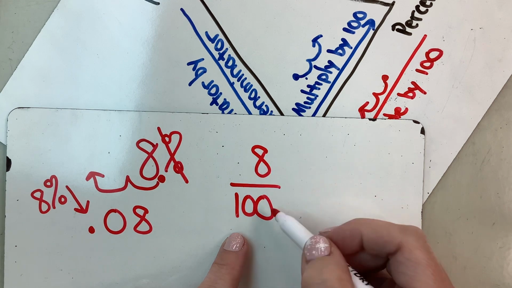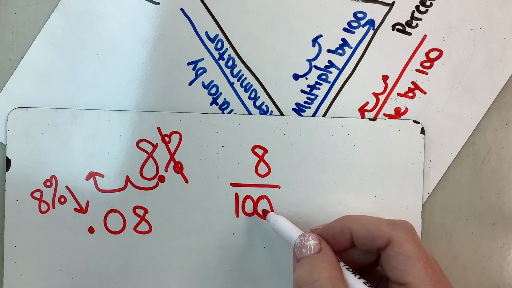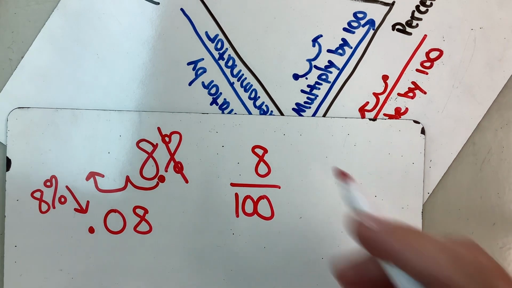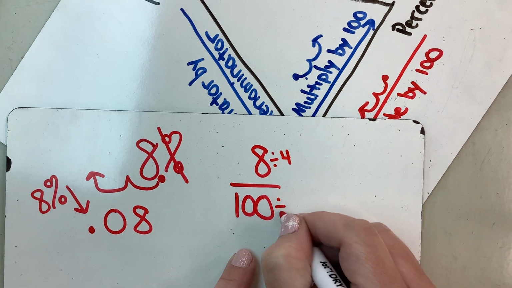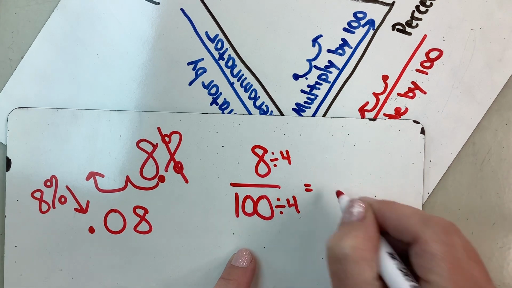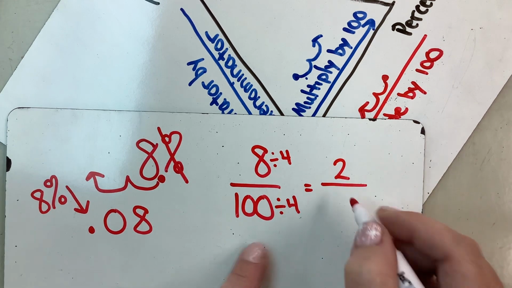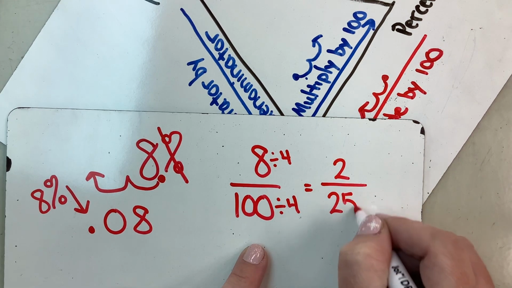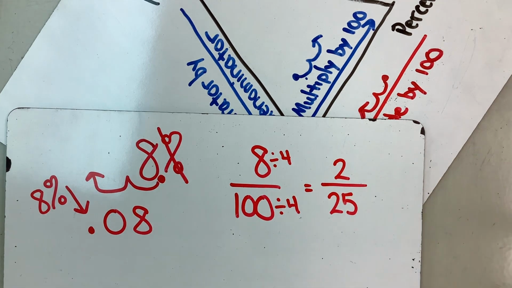These numbers are both even, so we could divide by 2. And if you divide by 2, you're actually going to have to do it twice, because we can actually divide by 4 and reduce to 2 over 25. And that's how we would simplify this problem.